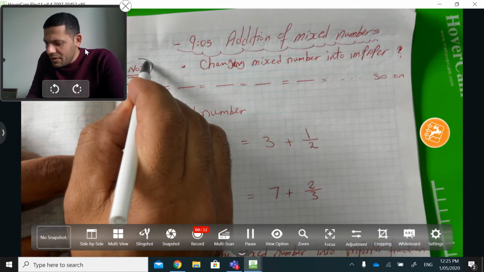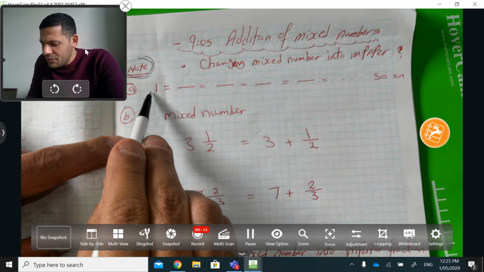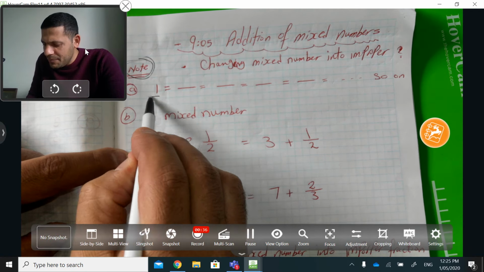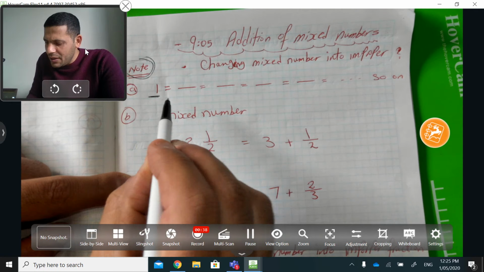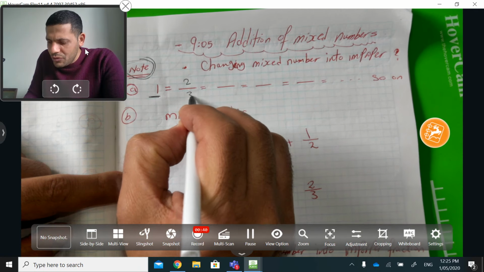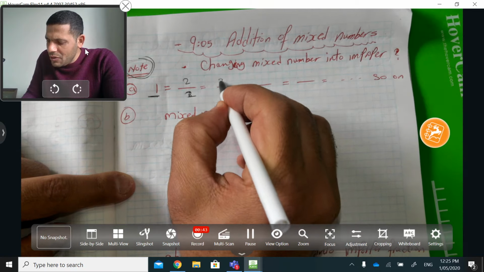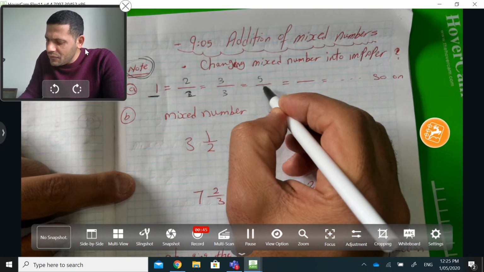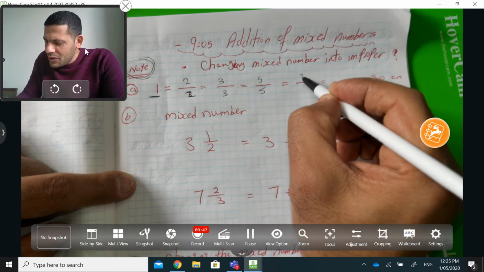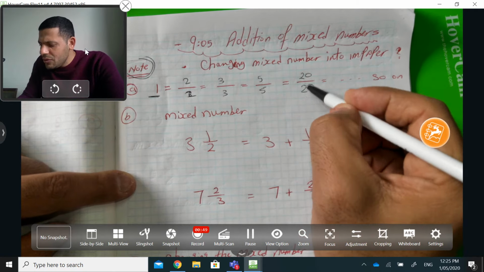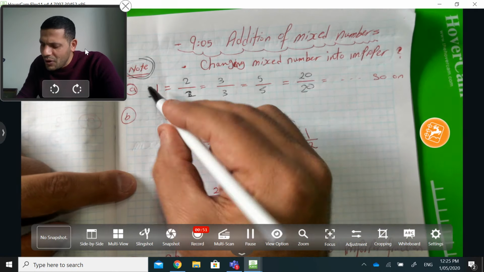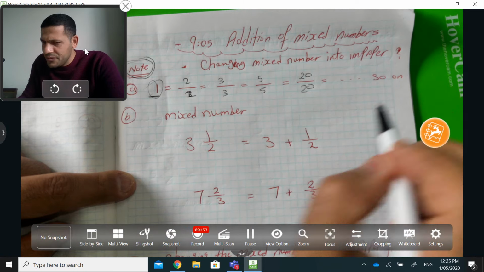So the first thing I need you to know, guys, is that when you write a whole number as 1, you can write 1 as 2 over 2 or 3 over 3 or 5 over 5 or 20 over 20. So any two same numbers, guys, you divide them, you get 1. This is the first note, and so on.